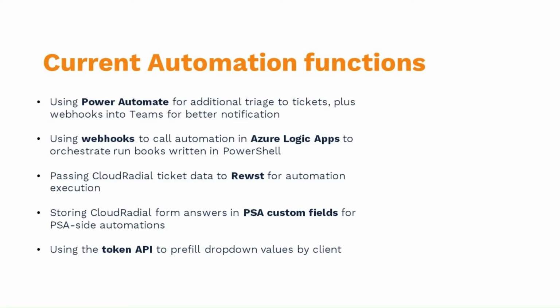And again, we've also provided numerous ways to use PSA custom fields to facilitate workflows in ConnectWise and Autotask and other PSAs, and also using the token API, which is a pretty interesting use case where clients can change the drop-down values based on particular clients and keep those up to date using custom tokens. A little advanced in CloudRadial, sometimes a little challenging, but very powerful.